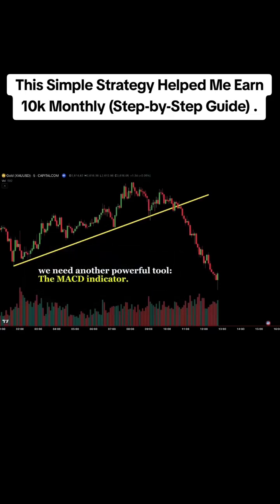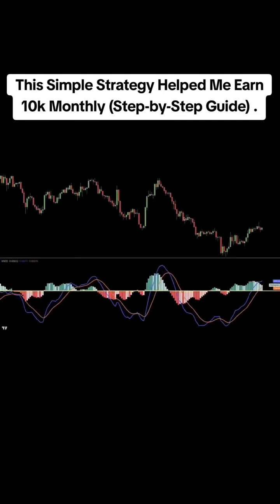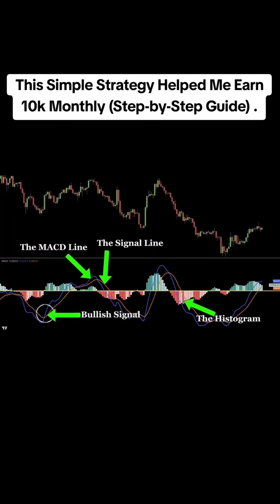the MACD indicator. The MACD is made up of three key components: the MACD line, the signal line, and the histogram. We focus on two critical signals. A bullish signal occurs when the MACD line crosses above the signal line. A bearish signal happens when the MACD line crosses below the signal line.